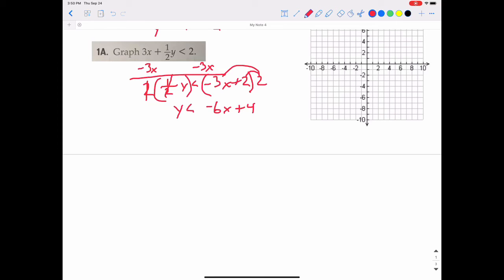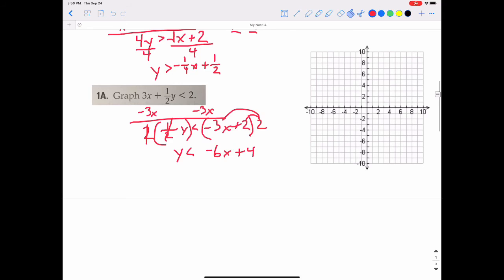So then I graph that. I start at 4, place a point at 4, and from there I'm going to go down 6. My slope is negative 6, that's negative 6 over 1. So down 6, 1, 2, 3, 4, 5, 6, and to the right 1. Now, which type of boundary line should I use on this one? Since it uses just a less than symbol and it's not equal to, I'm going to use a dotted boundary line, just like we did on the previous one. But if you come across some that are equal to, you're going to have to use solid.